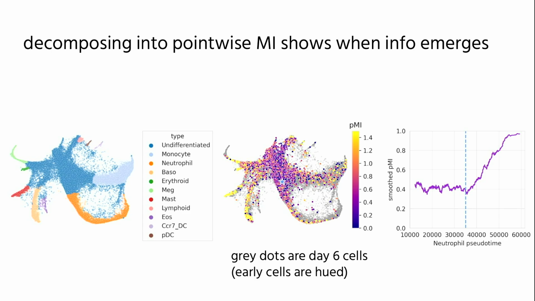And if we look at where that is on the UMAP, we see that it's right around this branch between monocyte and neutrophil. So it intuitively makes sense that once you go past that branch, you start to have a dramatic increase in cell fate information. So this intuitively makes sense.